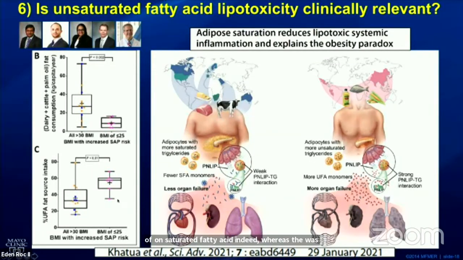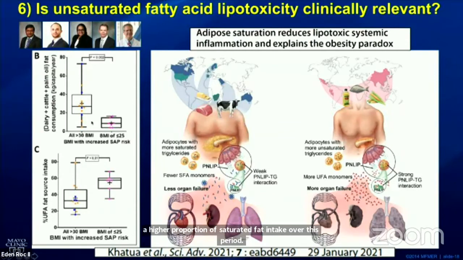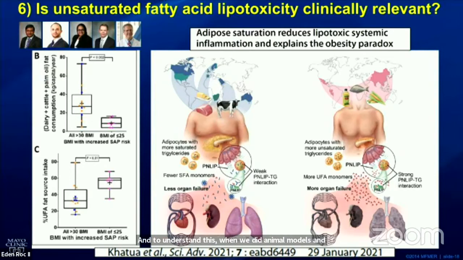Whereas the studies that showed a cutoff above 30 body mass index had a higher proportion of saturated fat intake over this period. And to understand this, when we did animal models and culture experiments, what we found was if we go by what you eat is what you accumulate, if we take saturated fat, the peripancreatic adipose tissue becomes saturated. And that is shown over here in those blue bars inside these adipocytes. Those are the fatty acids that are saturated inside the adipocyte. And that doesn't fit very well into the pancreatic lipase pocket shown over here.